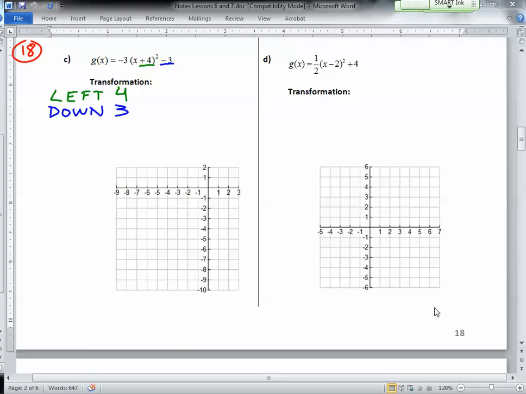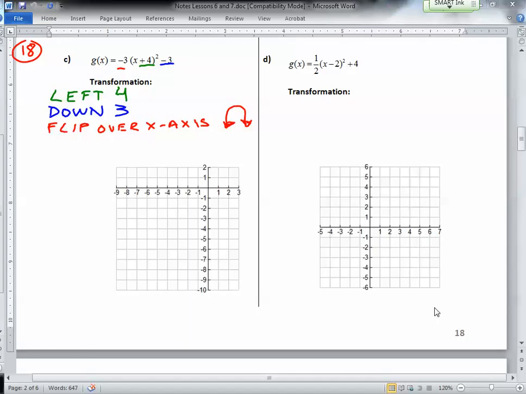All right? Is it inverted or flipped over the x-axis? Yes, it is. So how about we just write flip over x-axis? If you want to write invert, that's fine. Again, flipping it over the x-axis just means that it is upside down or inverted.